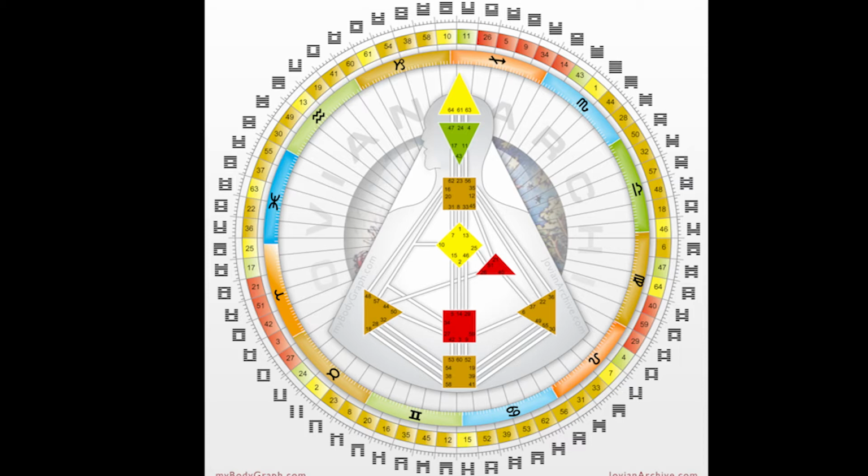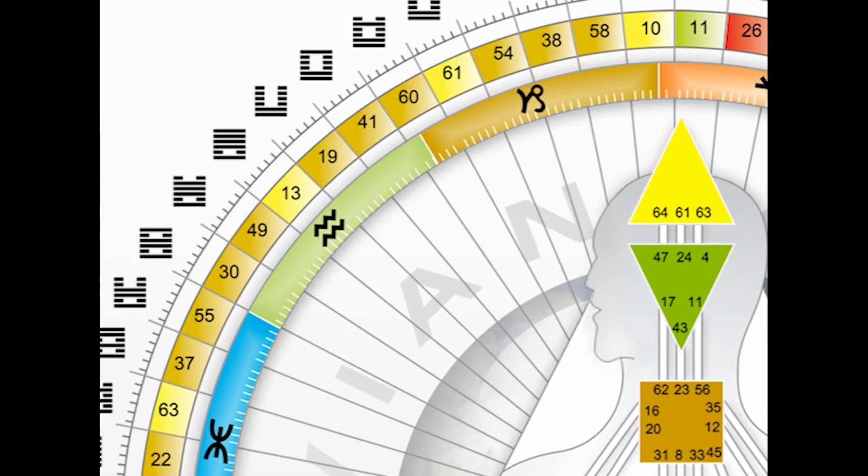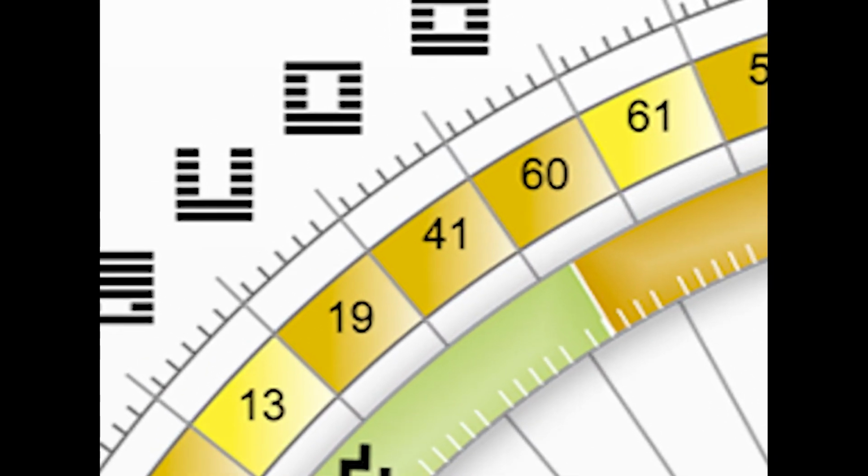We will start with a description of the hexagram line structure and the detailed meaning of the first line, followed by the general description of Gate 41 and its first line.